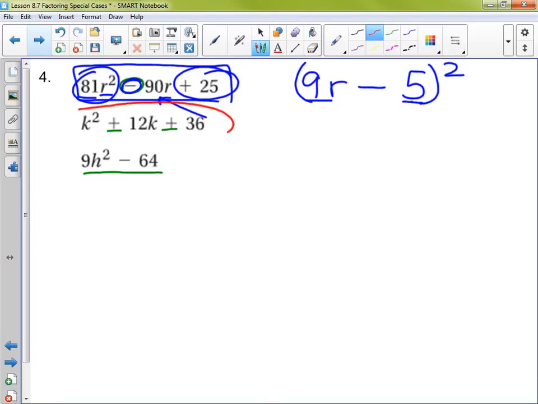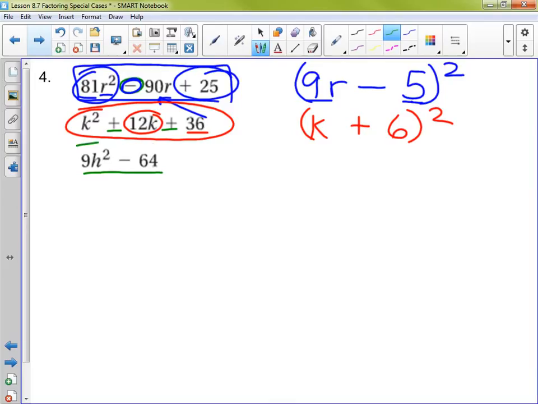Look at the second one. Again, this is a lesson on special cases, so this most likely is going to be a special case. But just to check, I'm going to take the square root of the first term, which is k, square root of the second term, which is 6, multiply k times 6 to get 6k, double it, and it gives me 12k. This is a special case. Both of them are plus, so I put a plus here, and I square it.